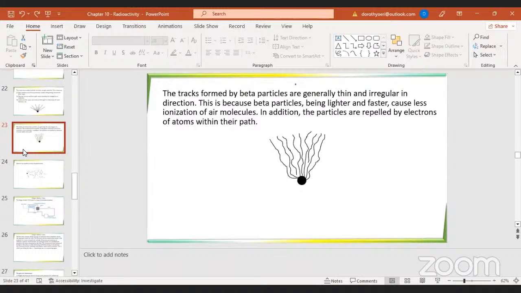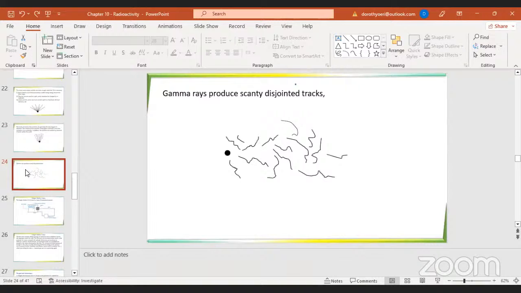And lastly, the other type of track is that one, the gamma rays. They produce scanty, disjointed tracks. Remember, with the gamma rays, we said they are not particles, and all they produce is just energy. So their tracks are scanty and disjointed, as shown on that particular diagram.